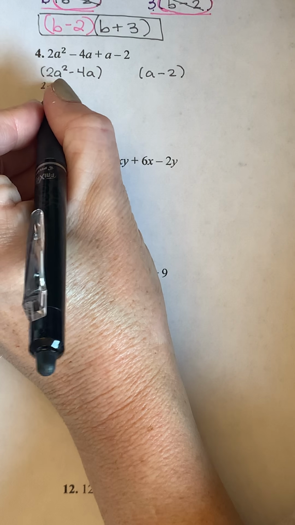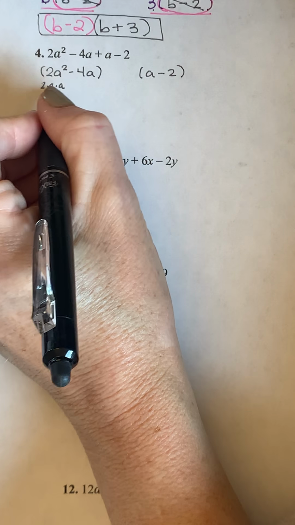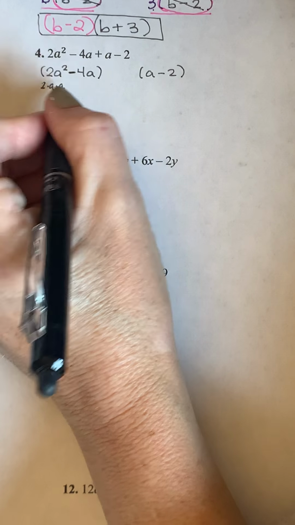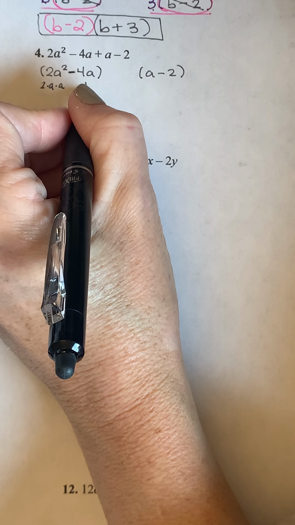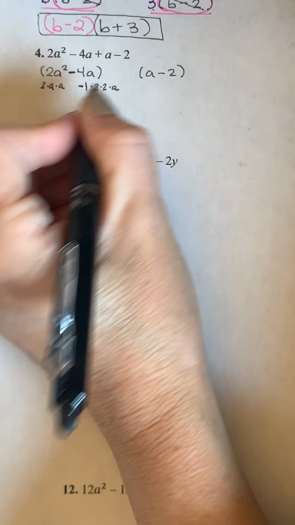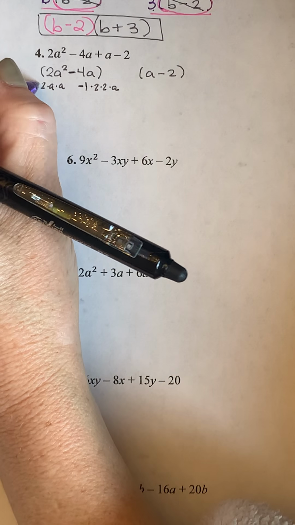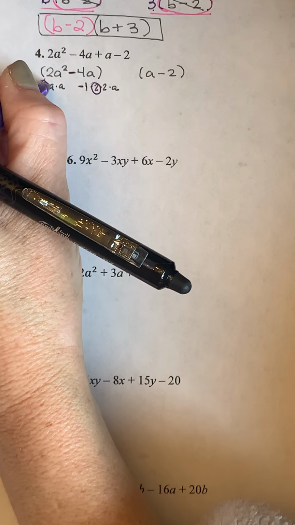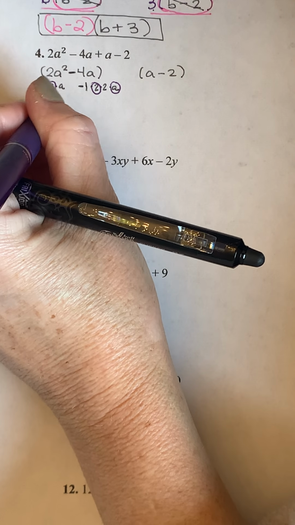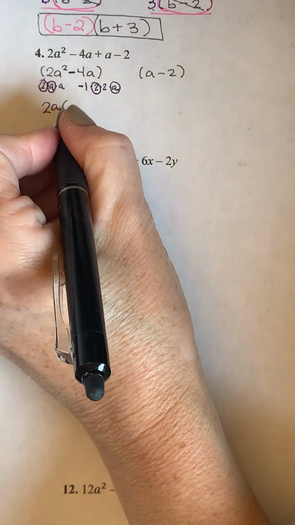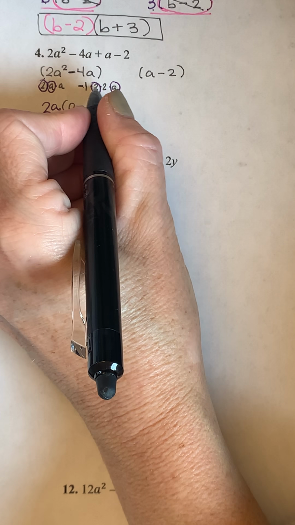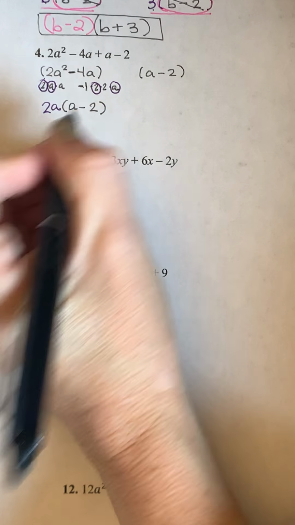So I need to look at the prime factors of each term. So for the first term, the prime factors are 2 times a times a. For the second term, there's a minus sign, so I'm going to be intentional about writing a negative 1 for that minus sign. 4 is the same thing as 2 times 2, and then you have your a. They both have a 2. They both have an a. Okay, so I'm going to factor out the greatest common factor of 2a. What's left in the first term is an a. What's left in the second term is a negative 2 or a minus 2.